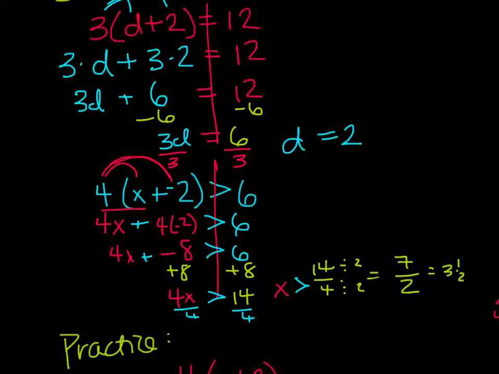So if we put in a 4, it would work. Let's put in 4 here. 4 plus a negative 2 is equal to 2. 2 times 4 is 8. So 8 is greater than 6. And so x is greater than 14/4, or 7/2, works.